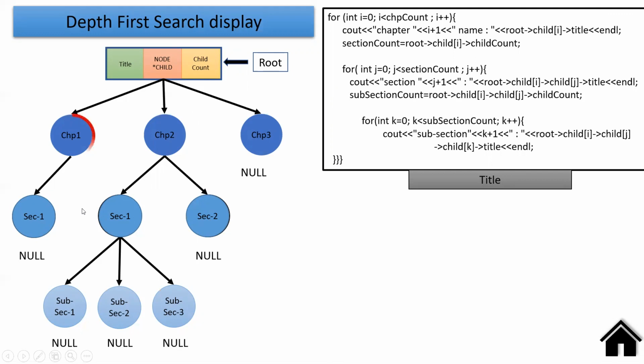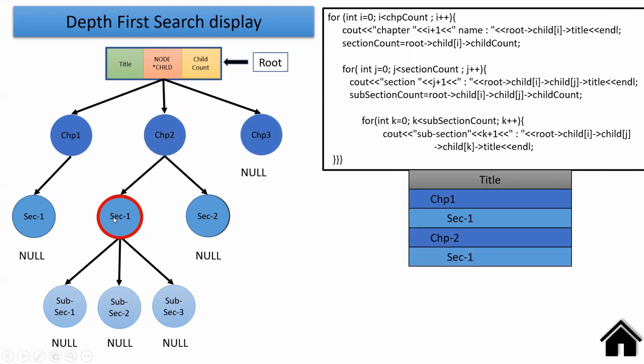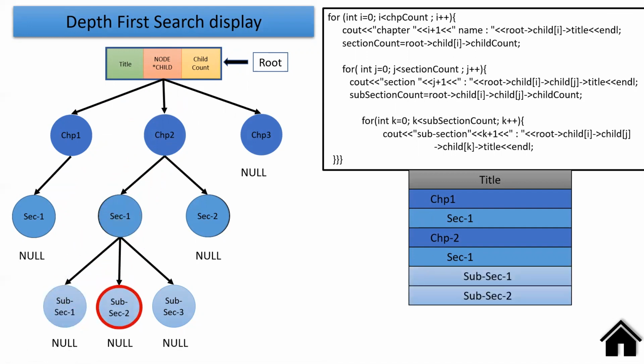See here how it will execute. It will start from this title, then chapter 1 will be displayed. For chapter 1, section 1 is there, so it will be displayed. Now it will go back and display chapter 2. So chapter 2 is displayed. For chapter 2, it will come to section 1. So section 1 is displayed. For section 1, 3 subsections are there. So now it will display these 3 subsections: subsection 1, subsection 2, subsection 3.